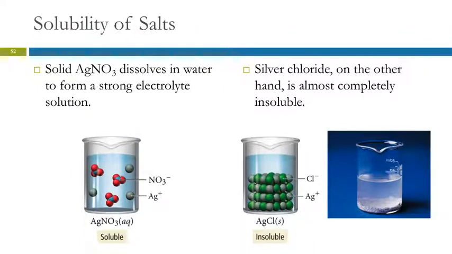Let's look at 2 different silver salts. So here we've got silver nitrate, and here we've got silver chloride, AgCl. Silver nitrate dissolves in water very nicely, forming silver ions and nitrate ions. If we put silver chloride in water, though, it seems to just sit there and do absolutely nothing. You can stir it, you can wait, you can swear at it, it's just not going to dissolve. Why does one dissolve, the other not?